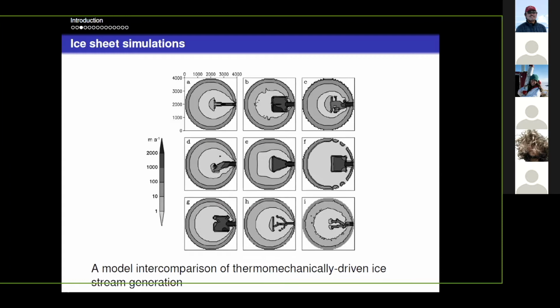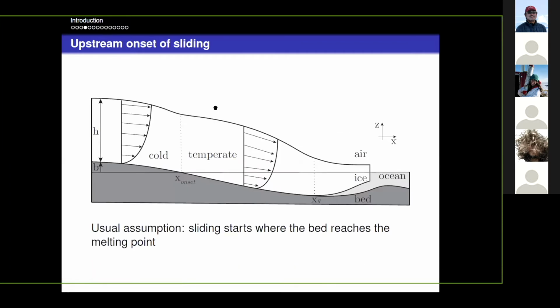To get around to why there is an issue here, we have to talk about how sliding first starts in an ice sheet, and then that in a spatial sense. So the often used historically assumption is that sliding starts where the bed goes temperate. So if you're below the melting point at the base, you don't slide, and then you switch on sliding where you get temperate. And there's a few people who've over time recognized that this is a bad idea.